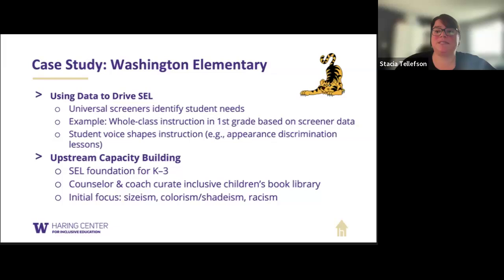Washington Elementary also uses data to guide their decisions. They rely on universal screeners to identify student needs and shape both Tier 1 and Tier 2 supports. For example, when first grade data revealed a gap in SEL skills, the team thought they were going to have a Tier 2 intervention. However, it turned into a Tier 1 response, and they created a 10-week whole class instruction.